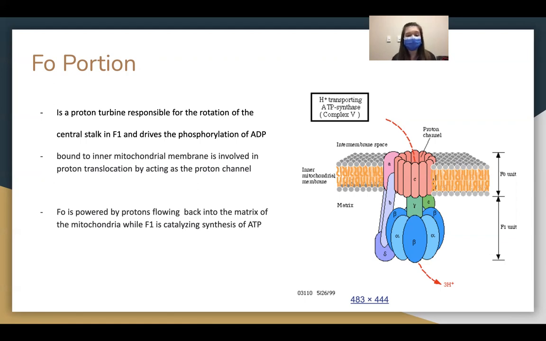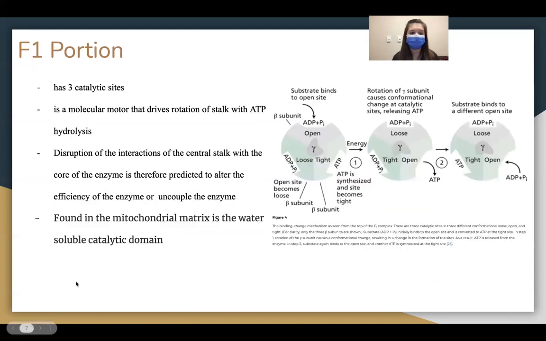F0 is powered by protons flowing back into the matrix of the mitochondria, while F1 is catalyzing synthesis of ATP. The F1 portion has 3 catalytic sites and is a molecular motor that drives rotation of the stalk with ATP hydrolysis. Disruption of the interactions of the central stalk is predicted to cause altered efficiency of the enzyme or uncouple the enzyme. It's found in the mitochondrial matrix and is water soluble.